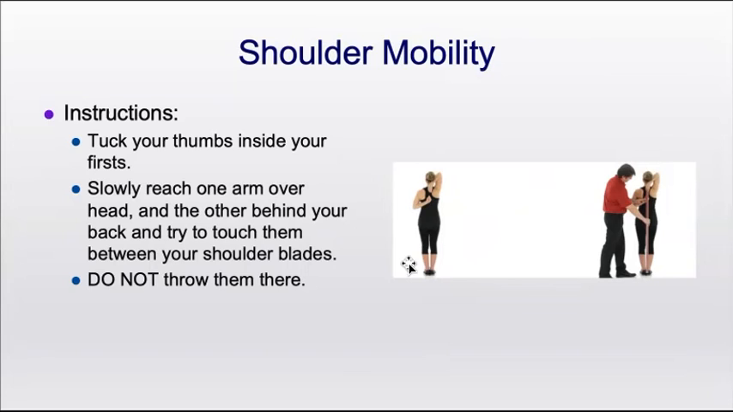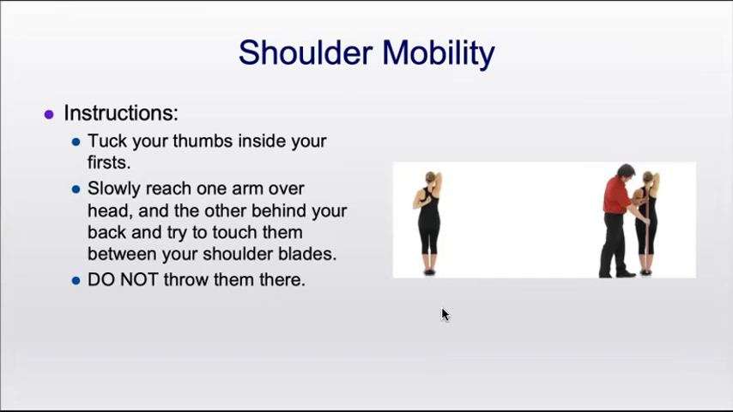In order to complete this test, you tuck your thumbs inside of your fists. Then you slowly reach one arm overhead and one arm behind you, and you try to touch your hands between the shoulder blades. It's important to make sure that this is a nice, slow, and rhythmic movement, and the individual needs to be able to hold their arms there. Okay? The instructor or the tester will measure the distance between the two closest points between the hands.